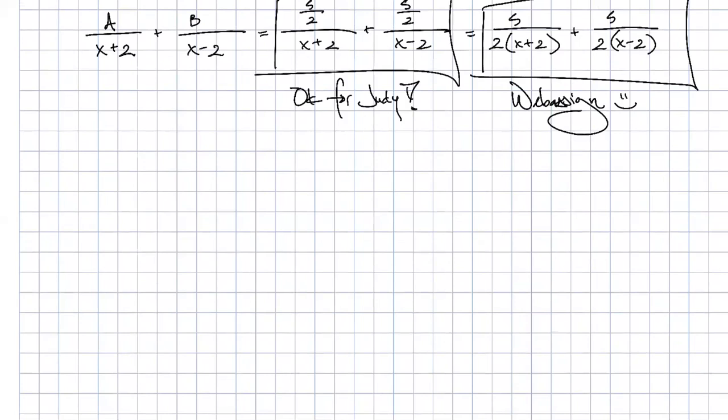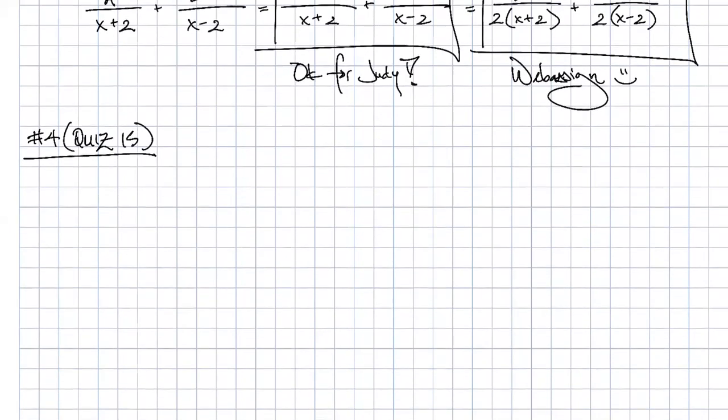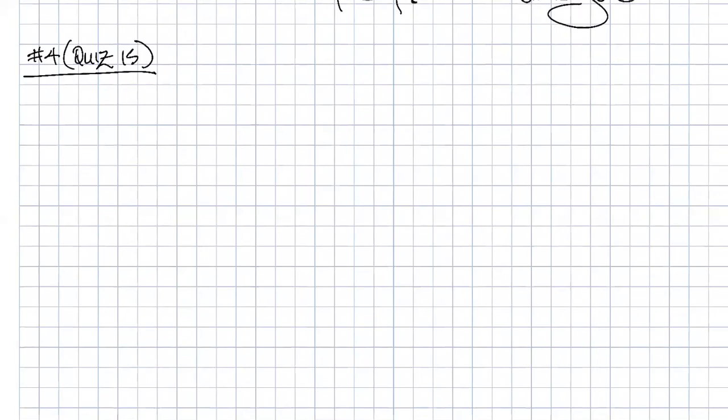All right, so number 4 from quiz 15. Whew, this is a long one, right? x to the 4th plus x cubed plus x squared minus x plus 1 all over x times... So I know on the quiz it says x squared plus 1 squared, but I'm going to write it out as x squared plus 1 times x squared plus 1.